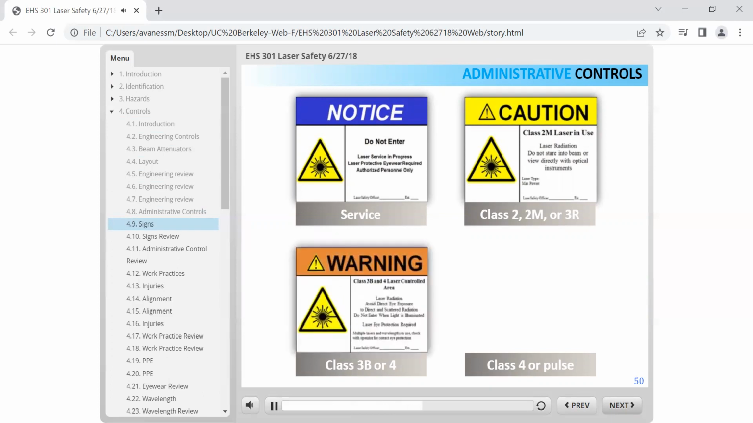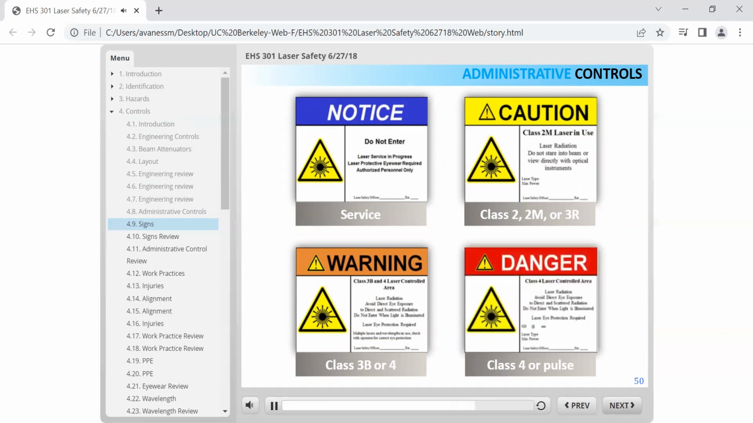Warning signs indicate the presence of high-powered continuous wave lasers, Class 3B and most Class 4, or for unattended operations of high-power lasers. And danger signs indicate that extremely high-power multi-kilowatt Class 4 or pulse lasers with exposed beams may be in use, which may result in serious injury or death.